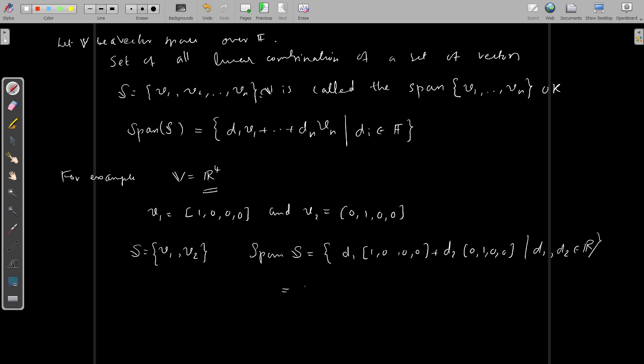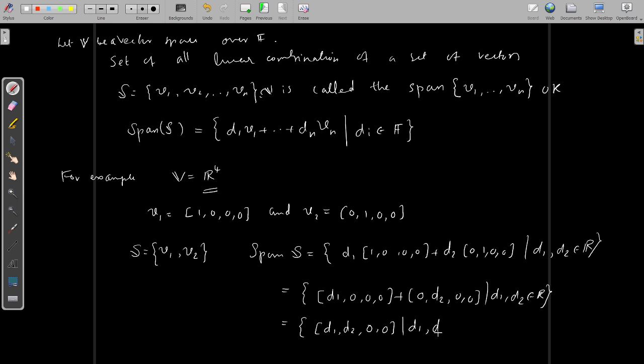Now this set becomes the set of all, when you multiply, the first vector d1 0 0 0 plus d2 times the second vector, 0 d2 0 0, such that d1, d2 belong to R. So this is equal to the set of all, when you add these two, d1, d2, 0, 0 such that d1, d2 belong to R. This is an example of a span of a set of two vectors in R4. So this set represents the span of S.